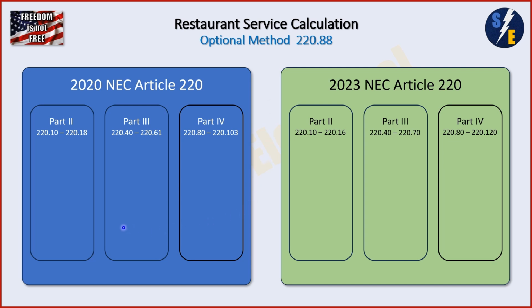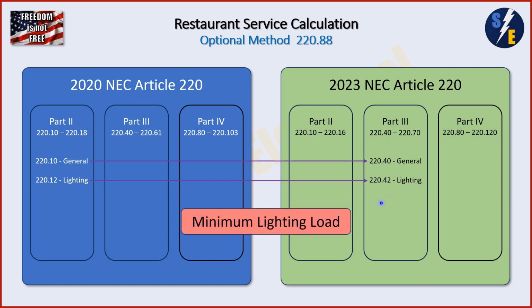So in 2020, in Part 2, you have 220.10 and 220.12. What these together do is they instruct you on how to come up with your minimum lighting load. And then you would use that minimum lighting load in either Part 3 or Part 4, depending on which one you were going to be using for the calculation. Well, in 2023, what they did was they moved 220.10 and 220.12 into Part 3 and relabeled them 220.40 and 220.42. So now your minimum lighting load is found in Part 3 and not in Part 2.